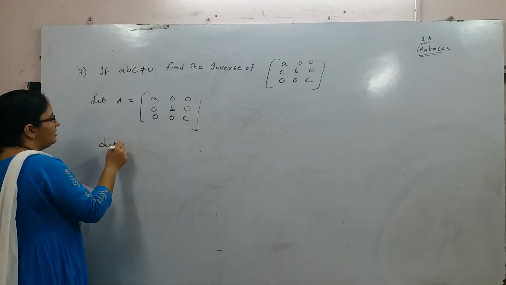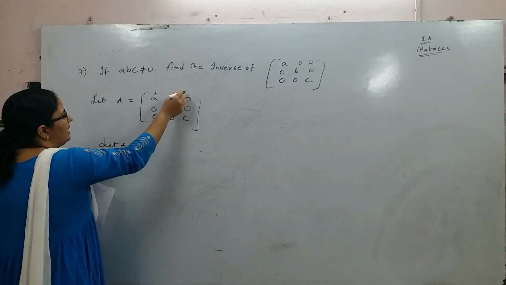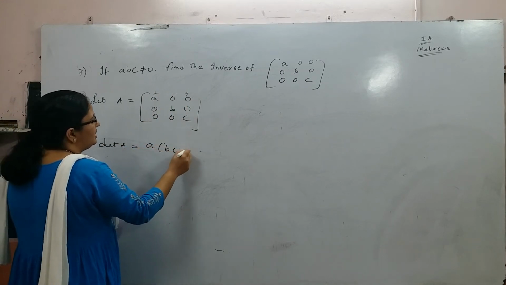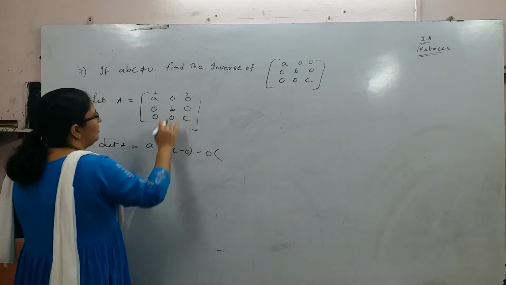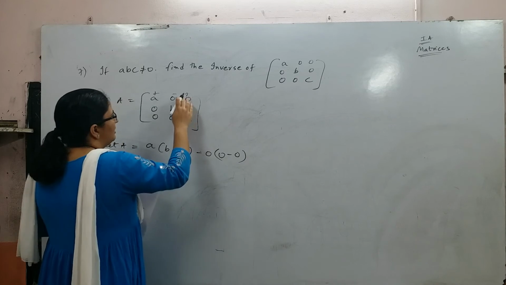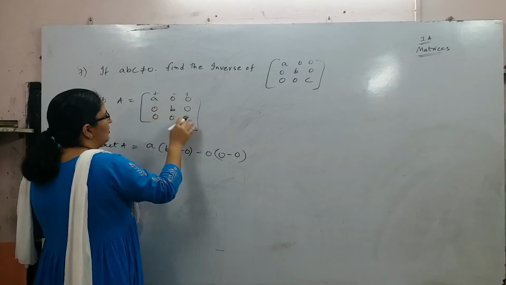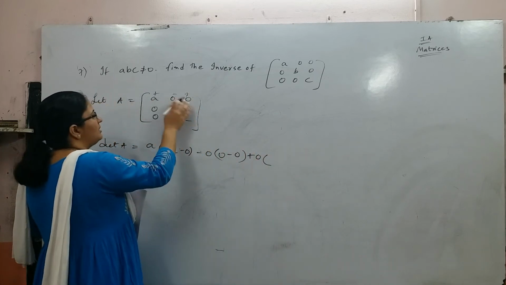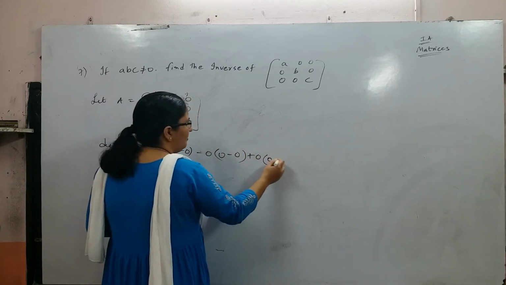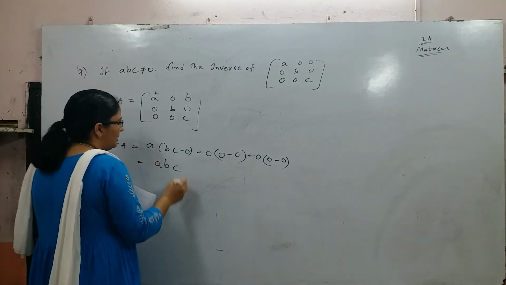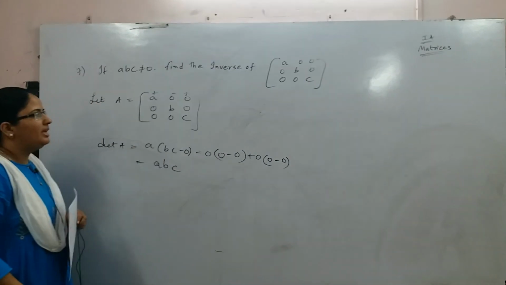Determinant of A, put plus minus plus. a into (bc minus 0), minus 0 into (0 minus 0), plus 0 into (close this column, close this row) 0 minus 0. That is equal to abc. So you got the determinant of A to be abc.